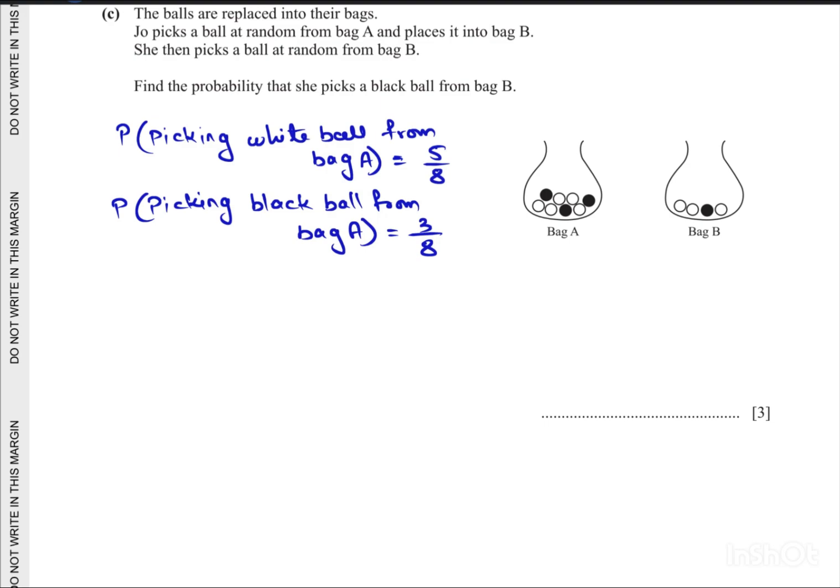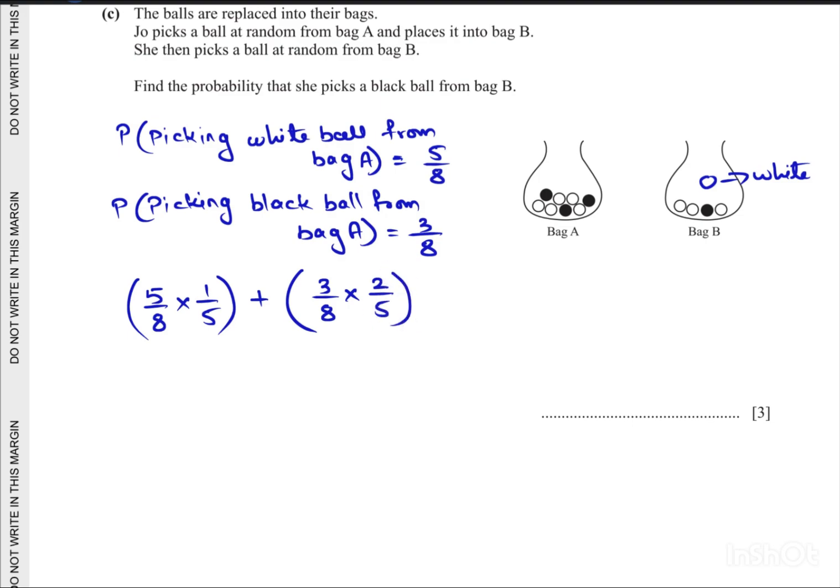So for black ball, if she puts the white ball here, then it will be 1 out of 5. So the first case, that is 5 by 8 into 1 by 5. This is the first case. Or if she picks a black ball, it will be 3 by 8 into 2 by 5, because if instead of white it is black, then there will be 2 black balls out of 5 balls. So this will be the total probability.